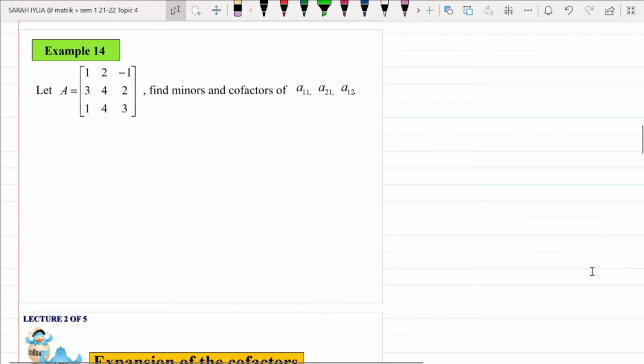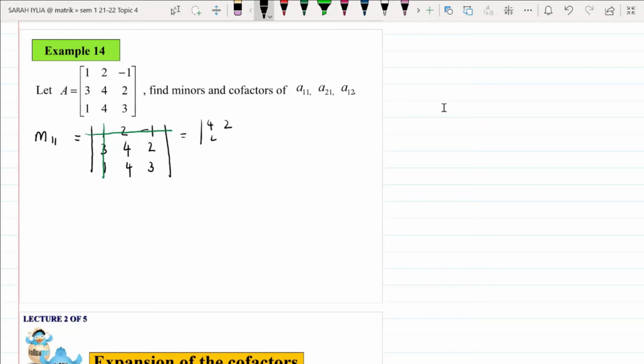So let's do some examples. Example 14. Let matrix A be a 3 by 3 matrix here. Find the minor and cofactor of A11, A21 and then A12. A represents the entries. In order to find the minor of A11, we denote that as M11. M stands for minor, 1 is the first row, and the 1 at the back stands for our column. First I copy back our matrix here, but I change the sign. Instead of using brackets, now I'm using the modulus sign, which represents minor. If it's 1, 1, it means we delete our first row and our first column. What's left is 4, 2, 4 and 3.